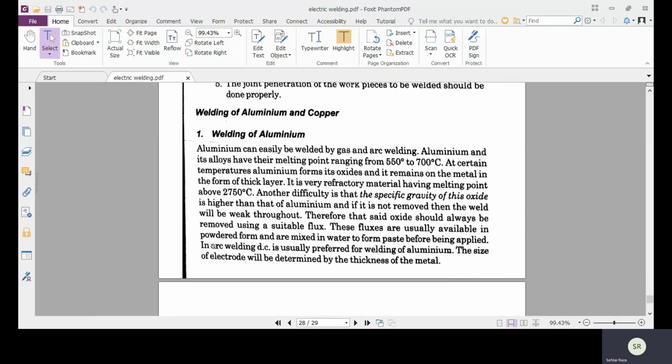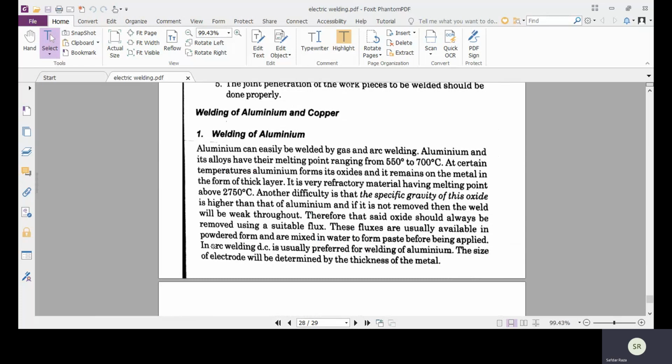And the next topic is the welding of aluminium and copper. This is the last topic, and with this topic we are going to end this chapter. Aluminium can easily be welded by gas and arc welding. Aluminium and its alloys have their melting points ranging from 550 to 700 degrees Celsius.